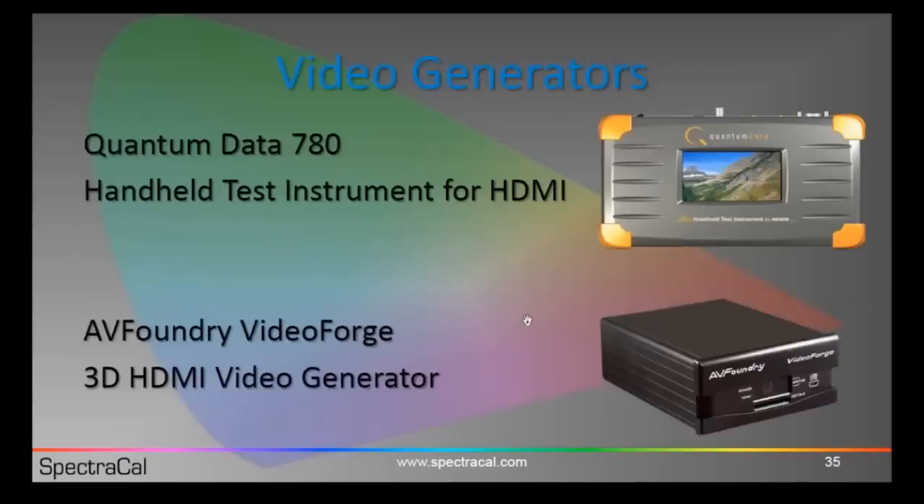So for a reference test pattern generator to play directly into the display, there are two different generators currently available on the market. The Quantum Data 780, which is an HDMI handheld test instrument, gives us HDMI test pattern output plus some other troubleshooting capabilities. The AV Foundry Video Forge, also a 3D HDMI generator, doesn't give us quite the number of different types of outputs, only HDMI, but it does give us very good 3D test signal outputs. And so there's a kind of a trade-off in features between the two.